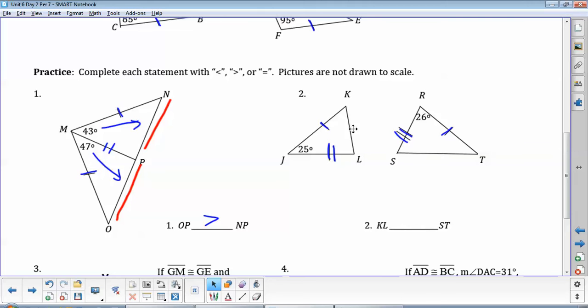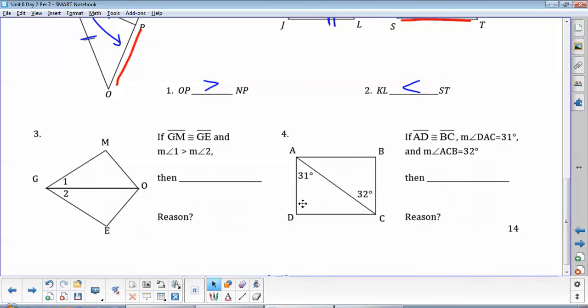25 degrees is opposite KL, and 26 degrees is opposite ST. Since they are not the same size, they are not going to be congruent, so this is not going to be an equal sign. The bigger side is going to be opposite the bigger angle. Since 26 degrees is the bigger angle, ST is going to be the longer side. So the alligator eats the bigger number. We're going to put in a less than here. ST is going to be the larger side, so it's going to go this way, less than.